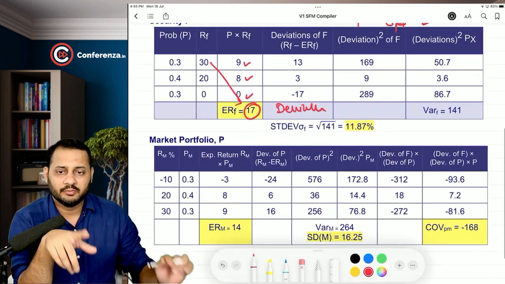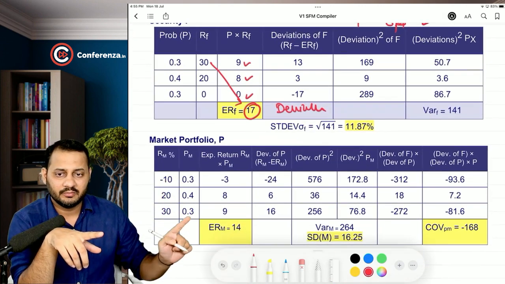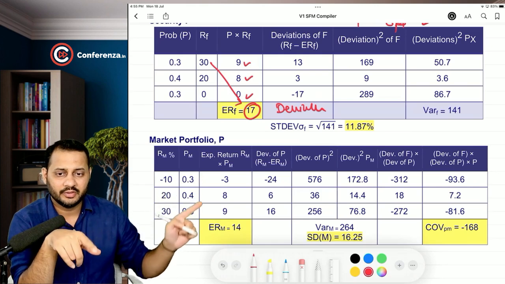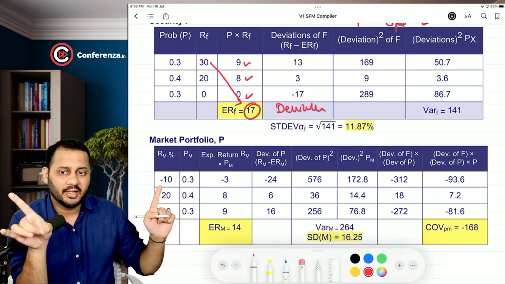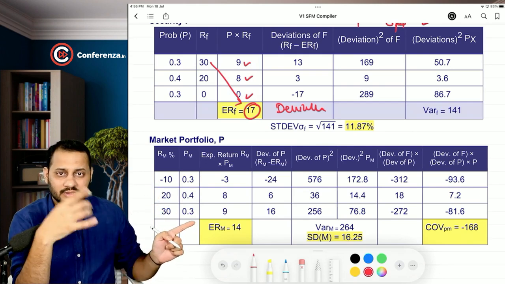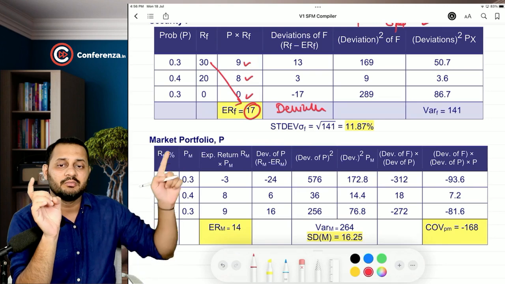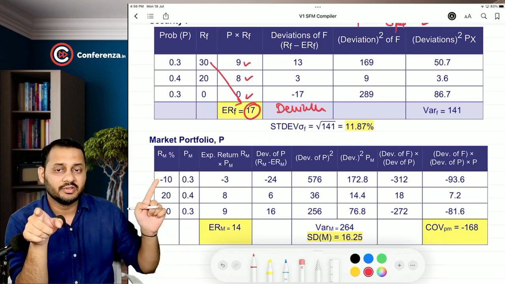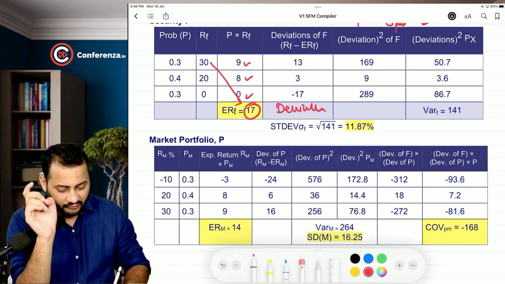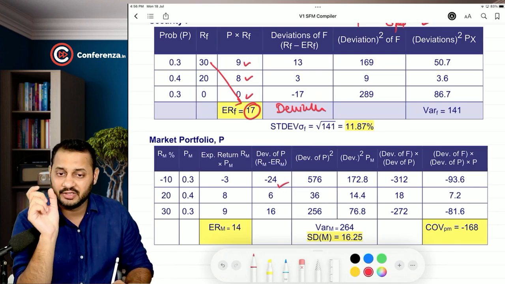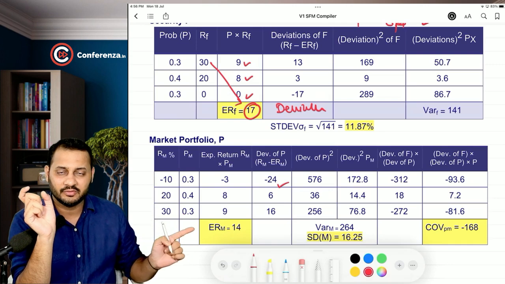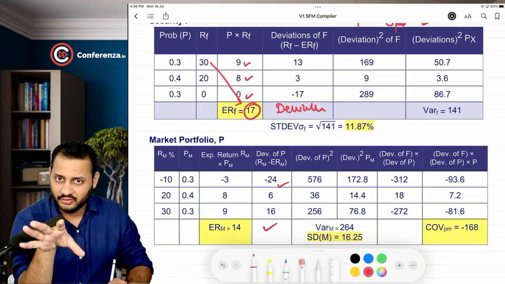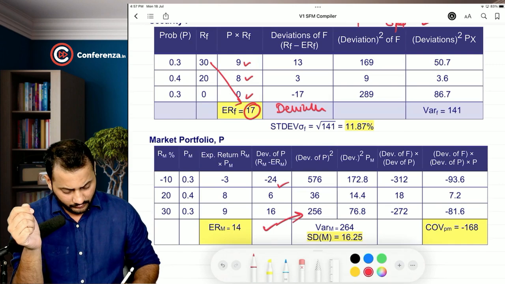Now market portfolio, these are the returns, these are the probabilities. You multiply the return with the probability to get the expected return, which is 14. So minus 10, now we will calculate the deviation. Minus 10 minus 14. This is the deviation of the market's expected return from the actual return. So 24 is the deviation, 24% minus. Then 20 minus 14, 6, 30 minus 14, 16. So this is the deviation. You have reached the deviation, right? Then what are you going to do?